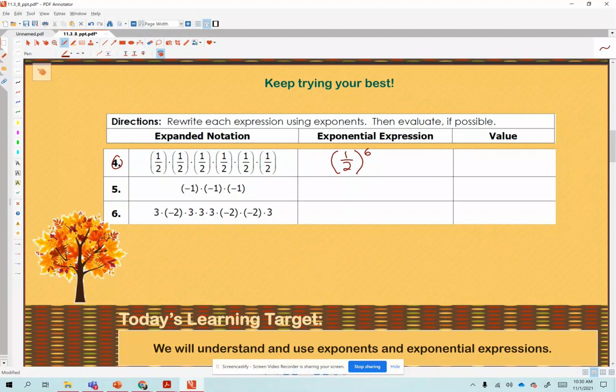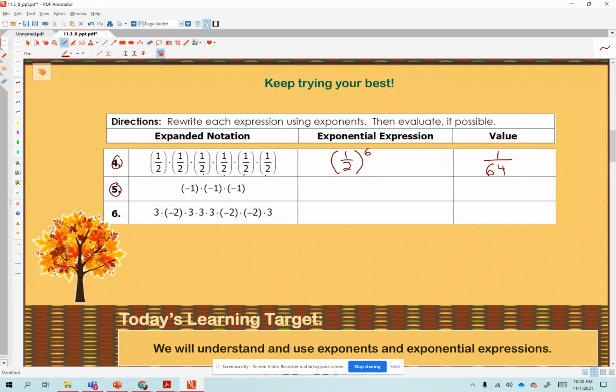So now if we multiply all those numerators, 1 times 1 times 1 times 1 times 1 times 1 times 1, we will have a 1 in the numerator. When we evaluate the denominators, 2 times 2 is 4, 4 times 2 is 8, 8 times 2 is 16, 16 times 2 is 32, and 32 times 2 is 64. And that's our final answer.